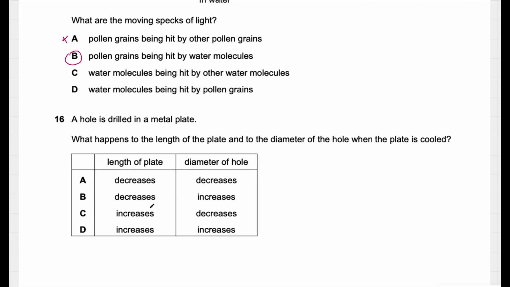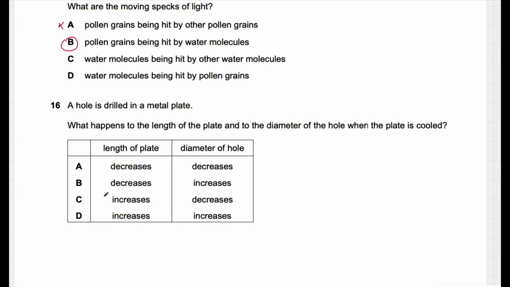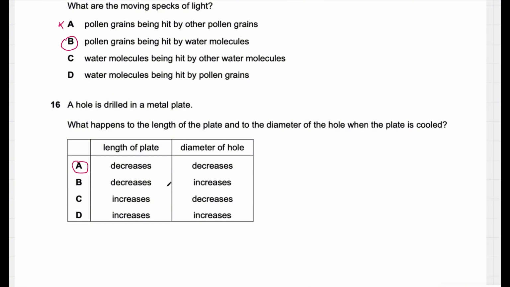To save time, let's move to question 16. Question 16 says a hole is drilled in a metal plate. Now, what happens to the length of the plate and to the diameter of the hole when the plate is cooled? When it's cooled, the length of the plate will decrease. The diameter, when it cools, will also decrease. So our correct answer is A.